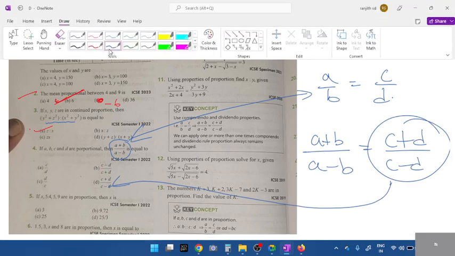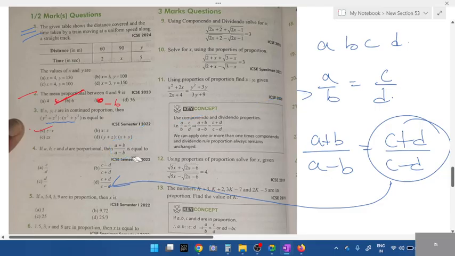See how simple they asked. 2022. This is a board exam MCQ. Ratio proportion. Observe A plus B, A minus B. What rule have they applied, whether it is componendo, dividendo or invertendo?